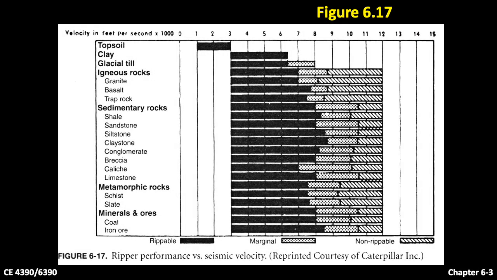This is figure 6.17. This chart gives you the velocity range for various types of rock. It also indicates if a certain type of rock is rippable or not. For example, the seismic wave velocity of granite varies from 3,000 feet per second to 12,000 feet per second. Ripping can only apply for soft granite, which has a velocity below 7,000 feet per second.